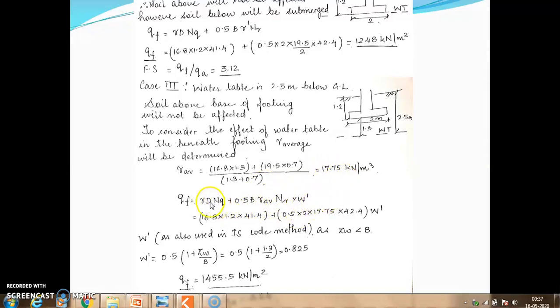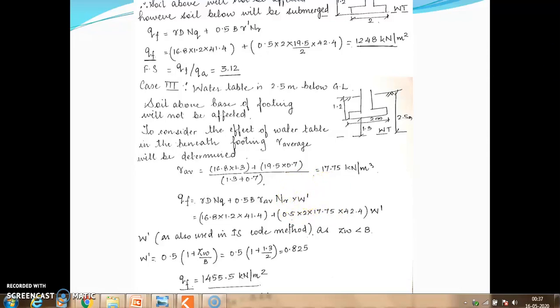The second term of the equation for ultimate bearing capacity is not going to be affected at all by the water table. So my second term becomes 16.8 into 1.2 into 41.4, plus 0.5 into gamma average, which is 17.75, into gamma of 42.4, into a correction factor. Now you want to take a correction factor. This is similar to what we studied in the IS method.